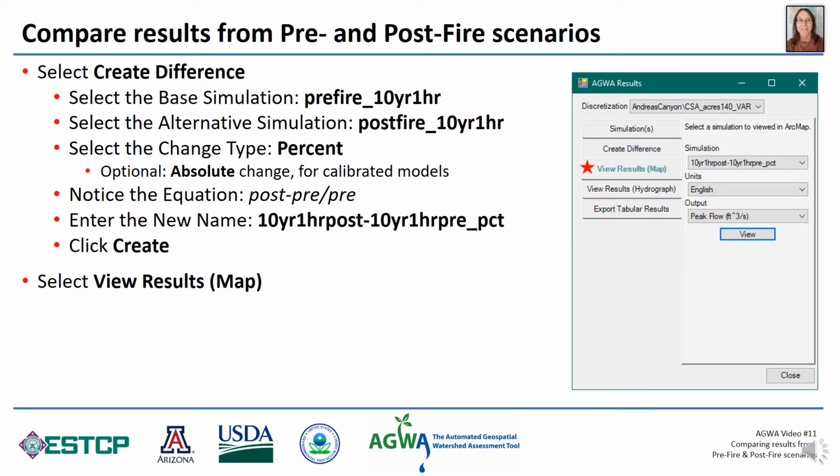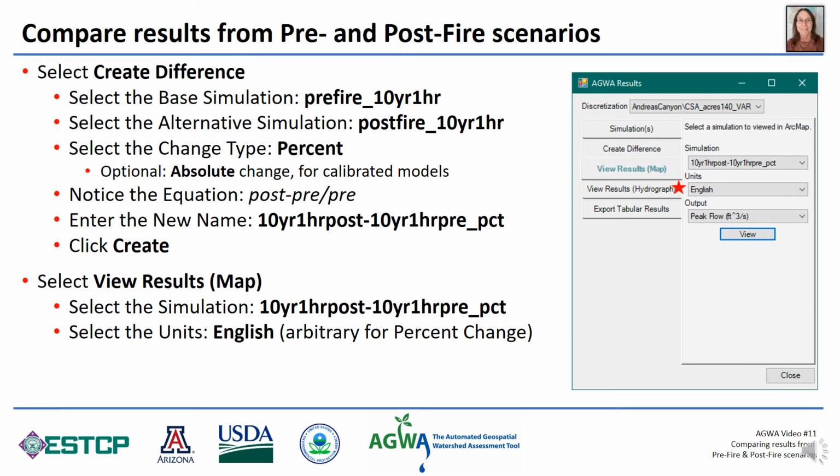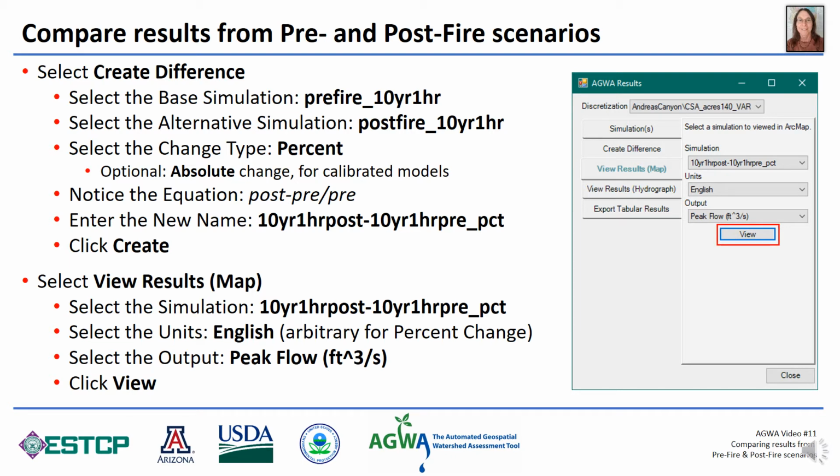Click on the View Results Map button and select the simulation you just created, 10-year 1 hour post minus 10-year 1 hour pre _PCT. Select the units as English. Since we're calculating % change, the units are arbitrary, but we'll use English units here. Select the output, peak flow. Although this shows feet cubed per second as the units, the results will be % change. Click View.